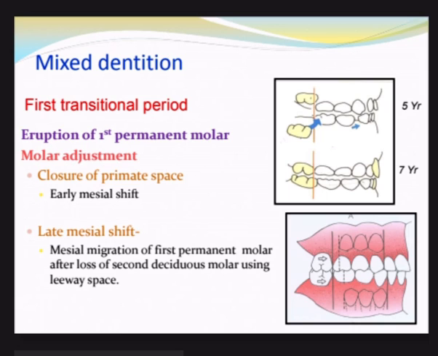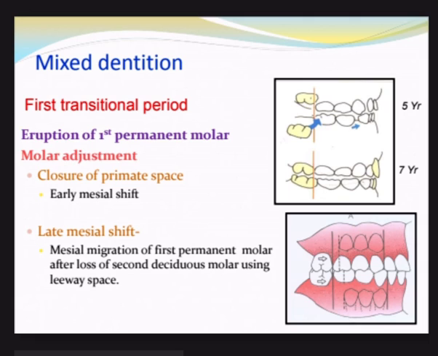Okay, leeway space, we have not discussed it yet, but just keep this point in mind. There is a slide coming on leeway space. If at all there is no primate space for an individual, still the individual can get class 1 molar relationship in late mesial shift. What is late mesial shift?